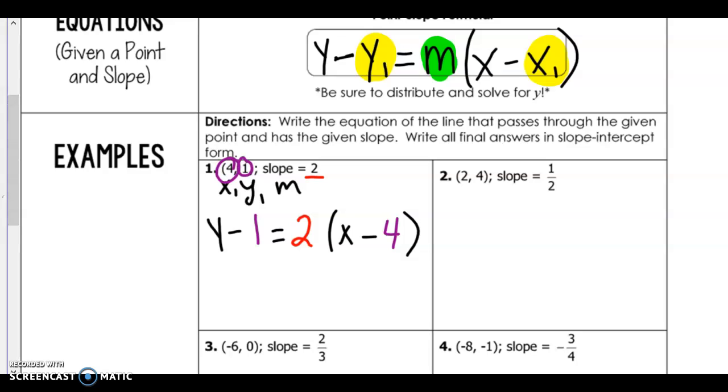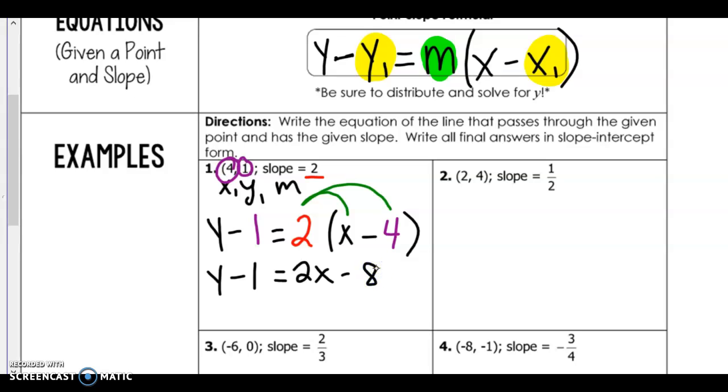So you need to distribute the 2 to the x, and then you distribute the 2 to the 4. The y minus 1 stays the same. When you distribute the 2 times x, remember you can't do that in your calculator, so you just bring them together and pull them down, so 2x. And when you distribute the 2 times the negative 4, that's going to give you negative 8.